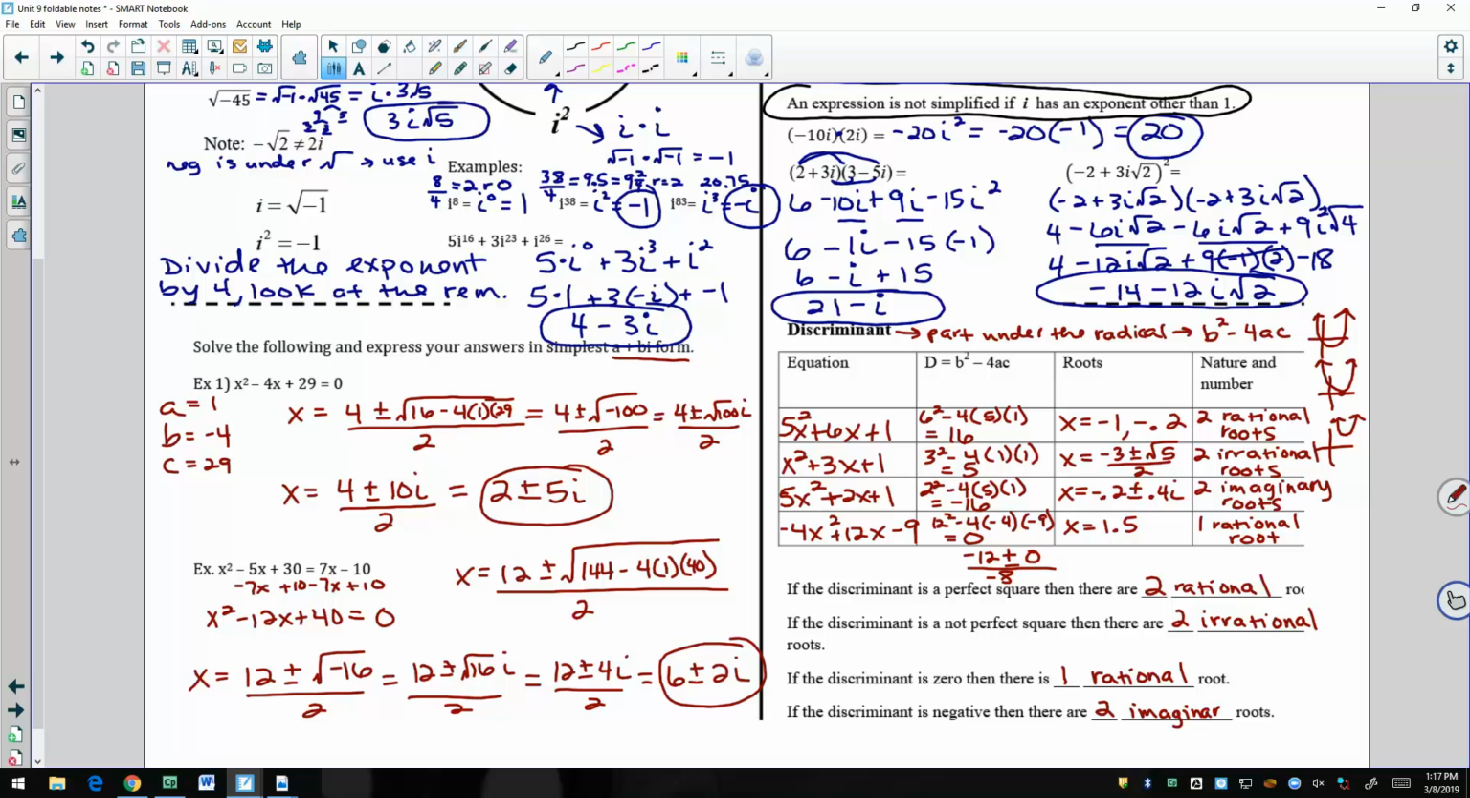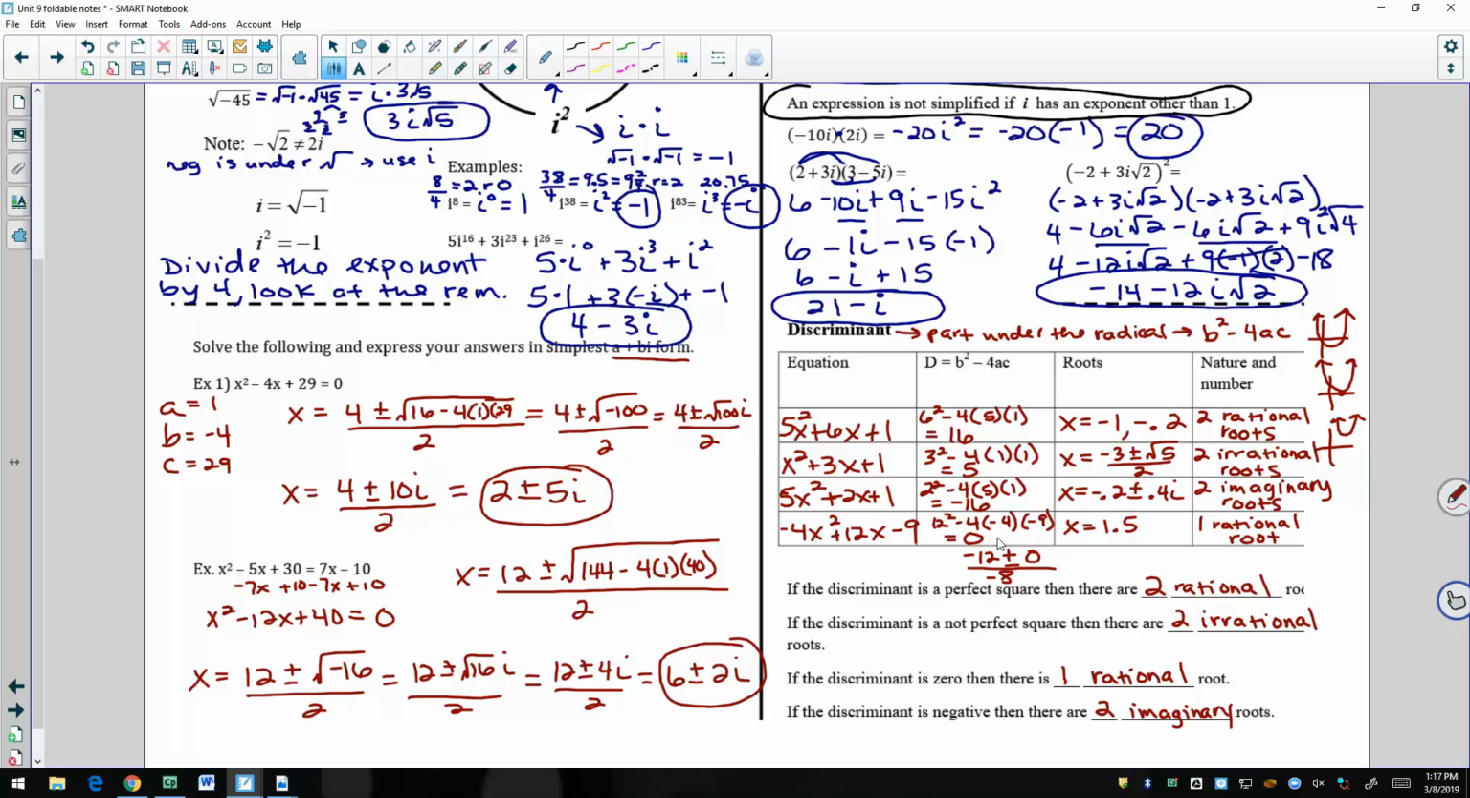Now, if you forget these little rules, you can always just find the roots and then figure out if you got 2 roots. Did you get 2 nice roots? That would be rational. Did you get 2 ugly roots? That would be irrational. And if you got 2 roots that have an i in there, that's imaginary. And then the last one is if you only get 1 root, that meant that the discriminant was 0 because you added and subtracted 0, which keeps the number the same.